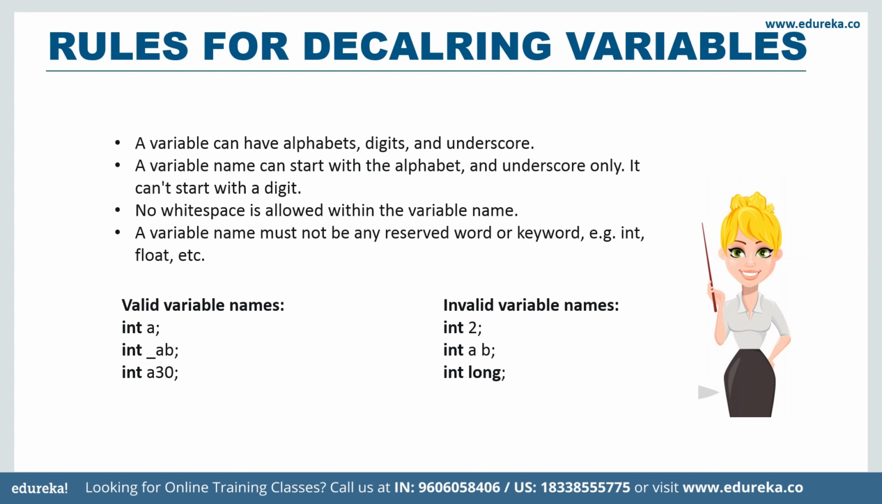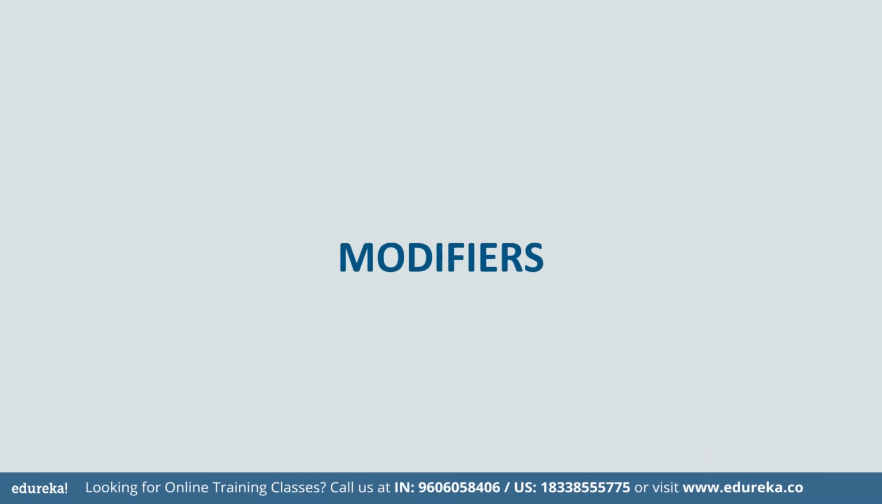So now let's check out some examples of invalid variables. Firstly, you have int 2. This particular variable is starting with a number which happens to be 2, so it's invalid. Followed by that, we have another example where we have declared int a space b. This particular variable name includes a space, and spaces are not allowed in variable names. Followed by that, we have int long. We cannot use long because long happens to be a data type and a keyword in C++, so it's invalid.